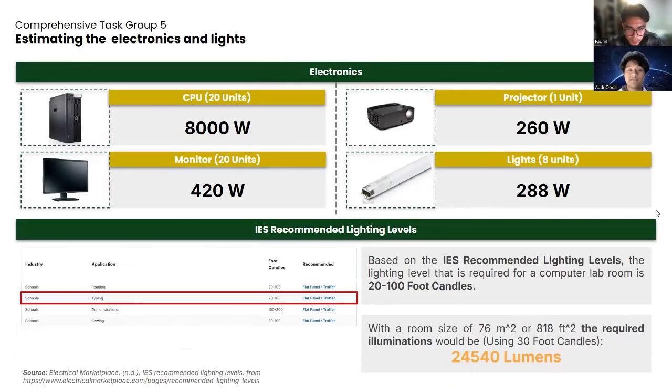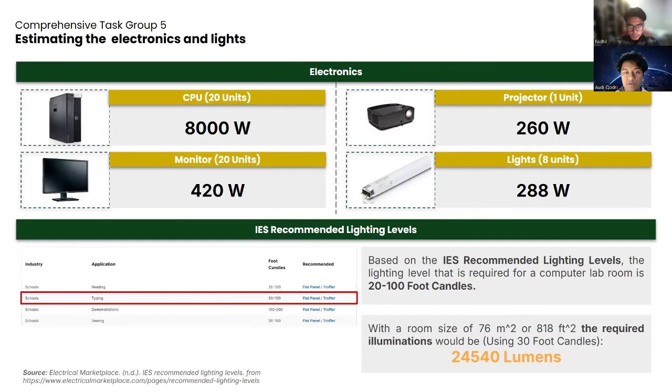All right, now continuing to the electronics and the lights. For the electronics, we have four components. The first one is the CPU. We would need 20 units of that, which would result in 8,000 watts in total. Then we have monitors. We have 20 units of monitors, which would result in 420 watts in total. Then we have projectors, 260 watts. Lights, 8 units, 288 watts in total.